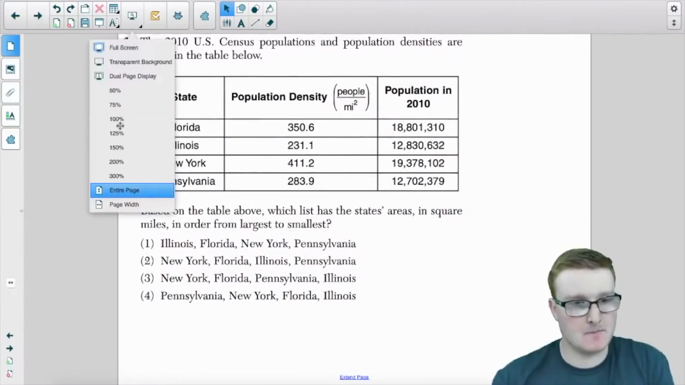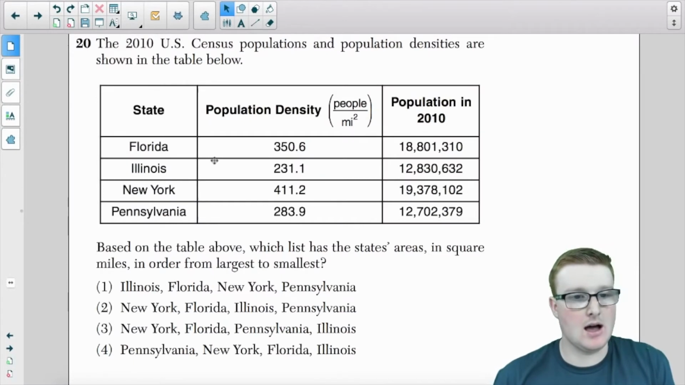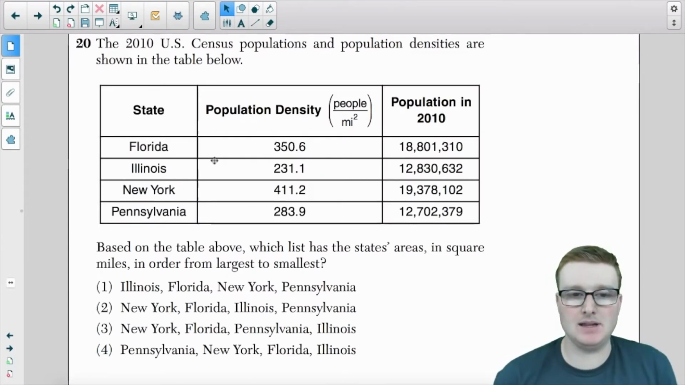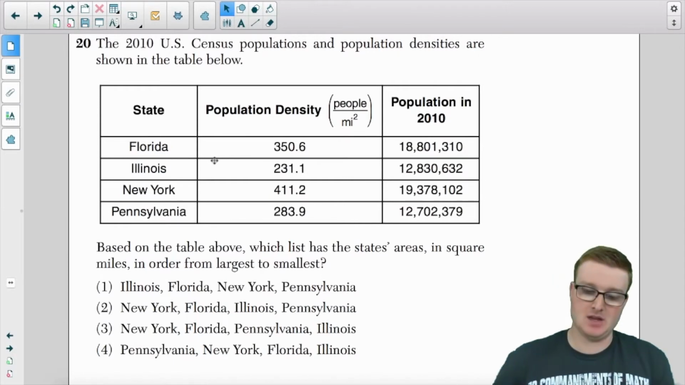Question 20 says, in the 2010 U.S. Census, populations and population densities are shown in the table below. Based on the table above, which list has the states' areas in square miles in order from largest to smallest?